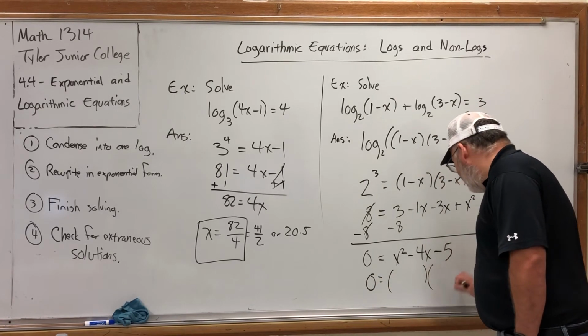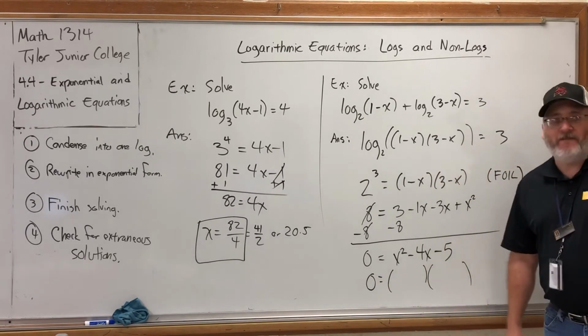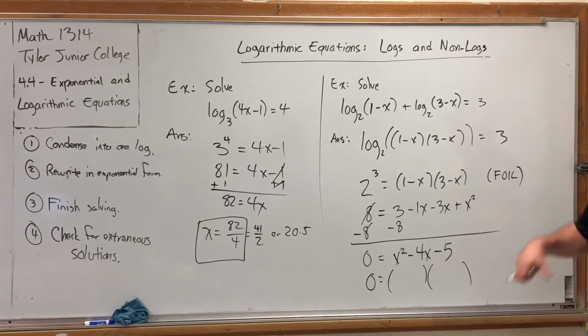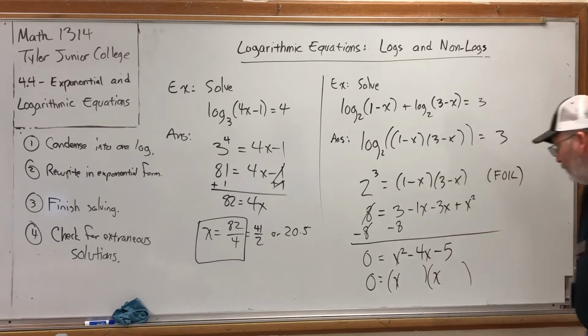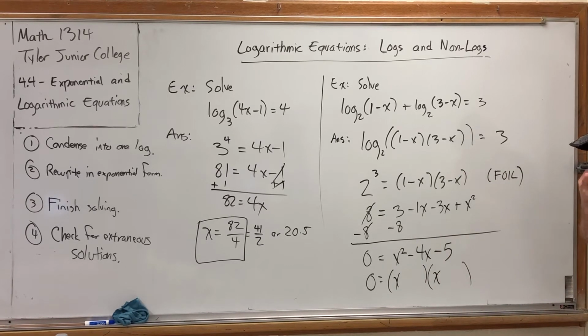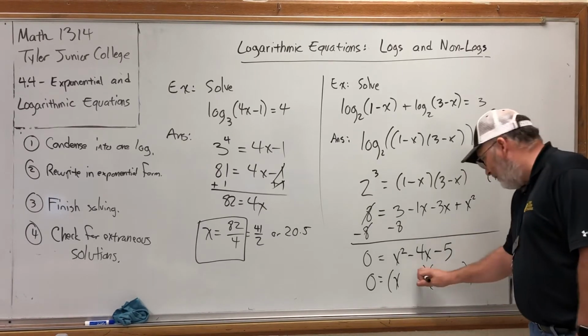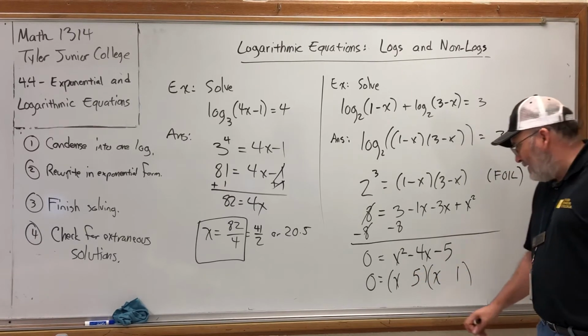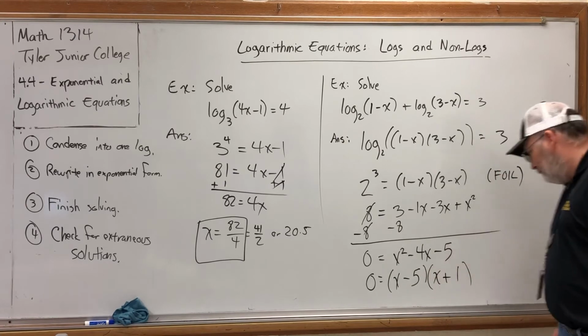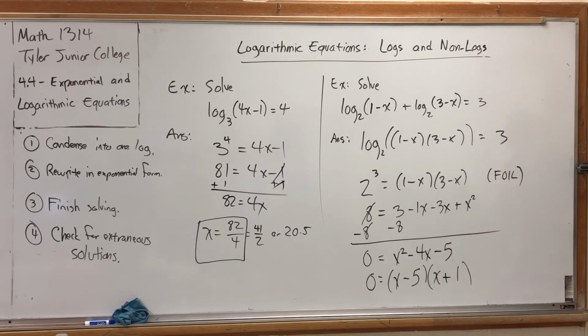Hey, quadratic equation, solve it using the technique of your choice. I'm going to factor this one because it can and I can do it. What 2 numbers add to give negative 4 and multiply to give negative 5? Well, multiplying to give negative 5, it's got to be a 5 and a 1. And they have to be opposite signs. But to get the sum to be negative 4, negative 5 and positive 1. If we set each factor equal to 0, we get x equals 5 and x equals negative 1.